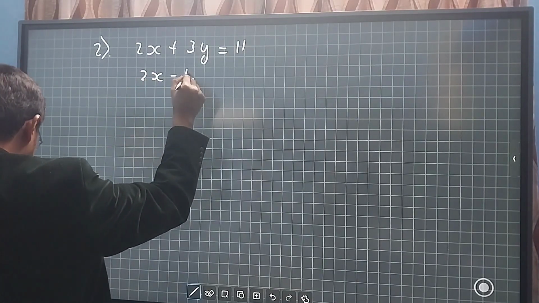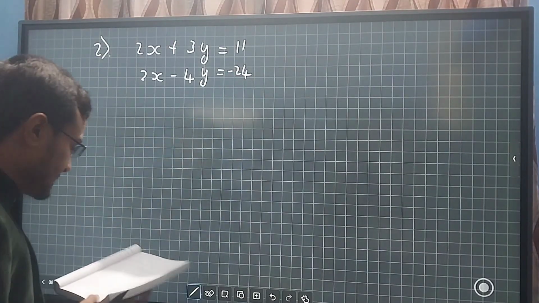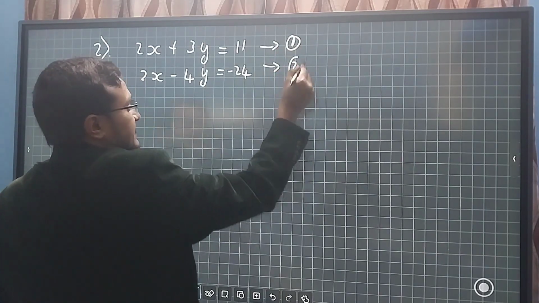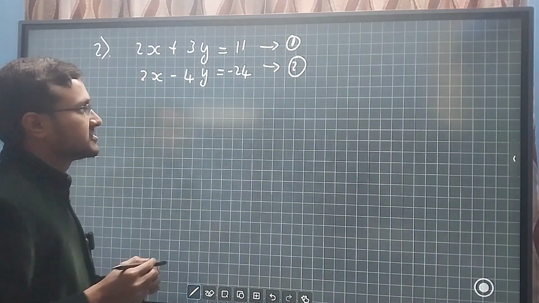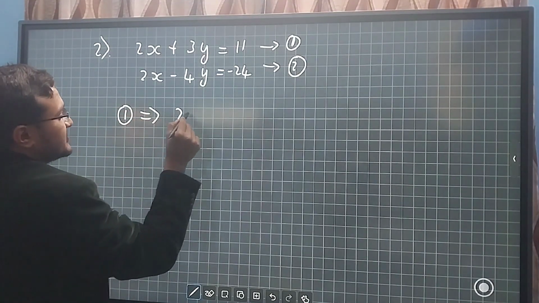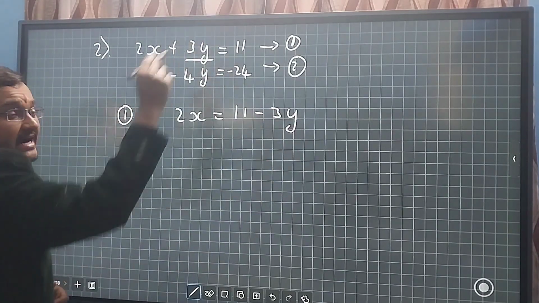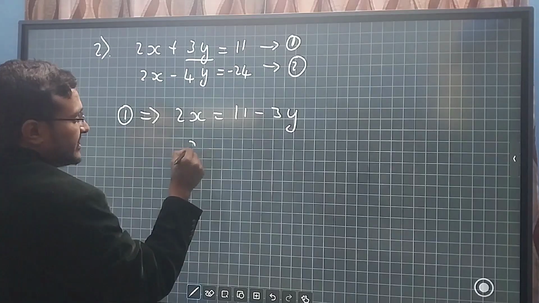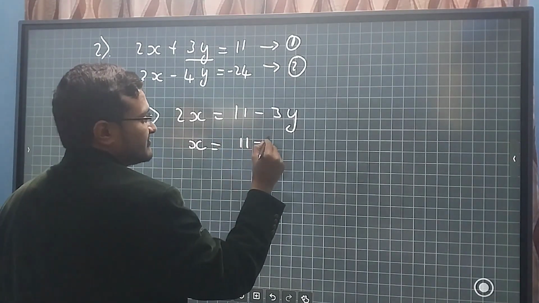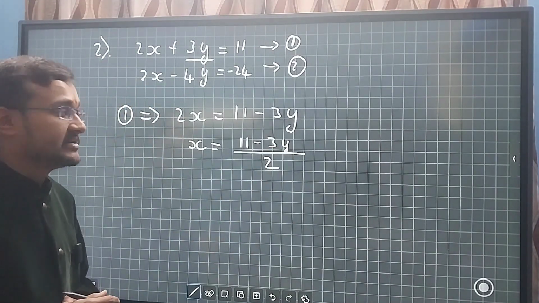The second equation which they have given is 2x minus 4y is equal to minus 24. We'll consider this as the first equation and this as the second equation. Now using the substitution method, take the first equation and rewrite it. 2x is equal to 11 minus 3y. Taking 3y to the RHS, it becomes minus 3y. So x is equal to, the 2 goes to the denominator, 11 minus 3y divided by 2.